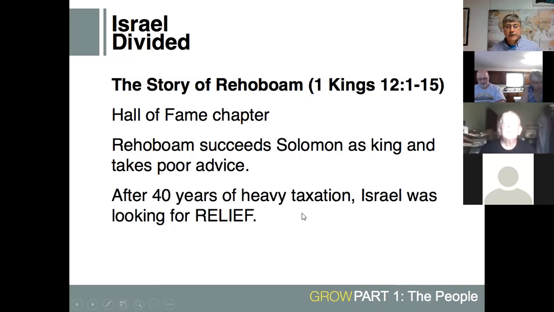So after 40 years of heavy taxation, Israel was looking for relief. Solomon had not only acquired lots of wealth from the nations around them, but he had also taxed the people to the point of just exhaustion to be able to build the beautiful temple, but mainly his palace. If you remember what we talked about last week, it took 7 years to build the temple, took 13 years to build the palace.